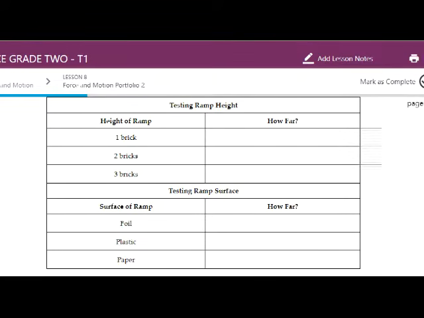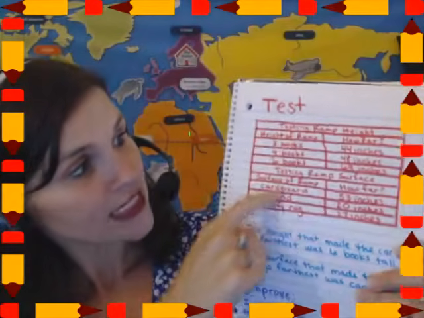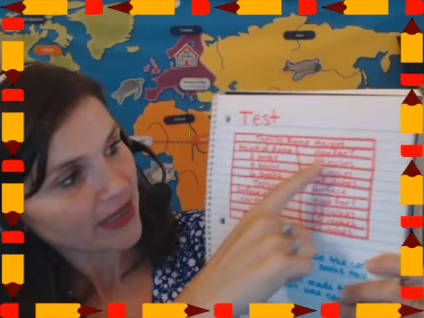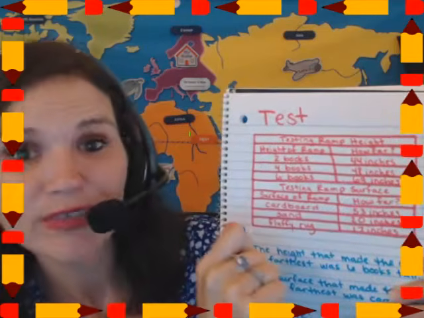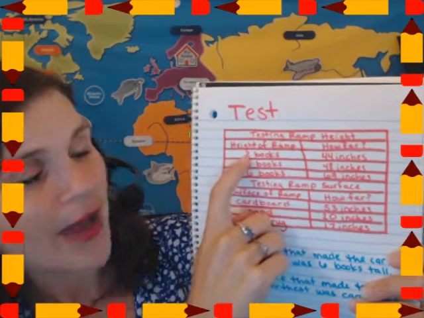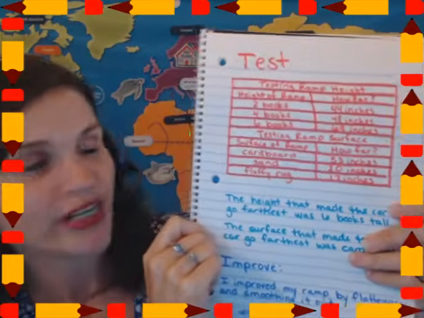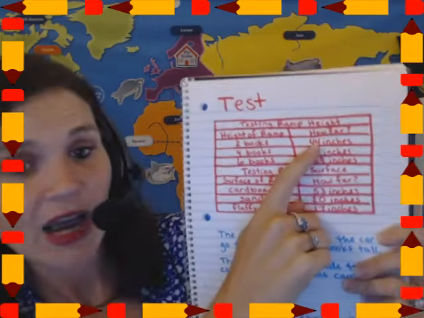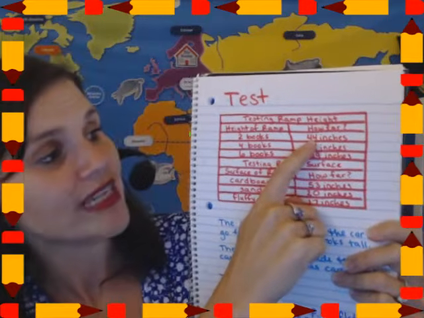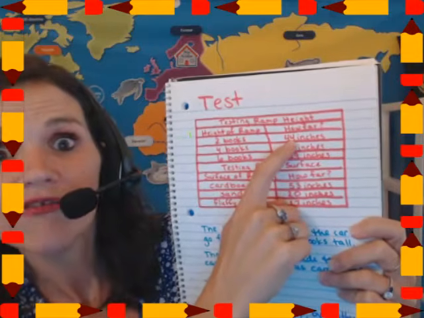I used one as well in my science journal, but I changed the interior columns a little bit and the interior rows because I use different materials. So for my height, right over here in this column, I have 2 books, 4 books, or 6 books. I didn't have bricks, I used books. And then when it says how far, I measured using inches. So with 2 books, my car traveled 44 inches.